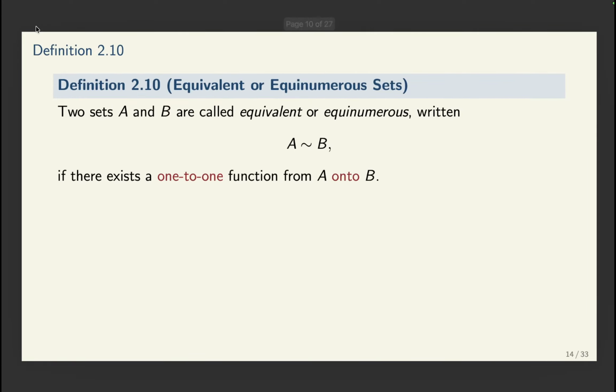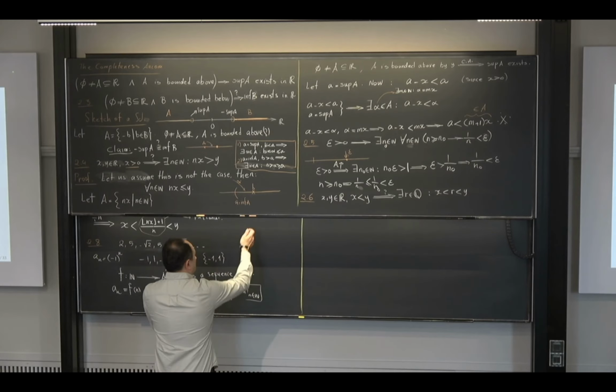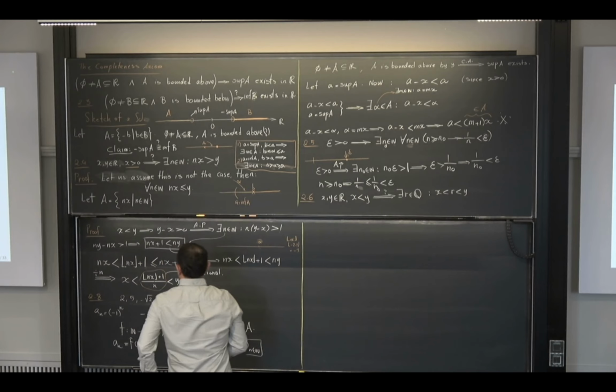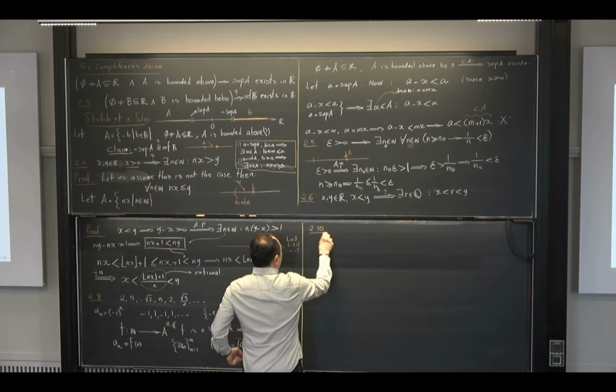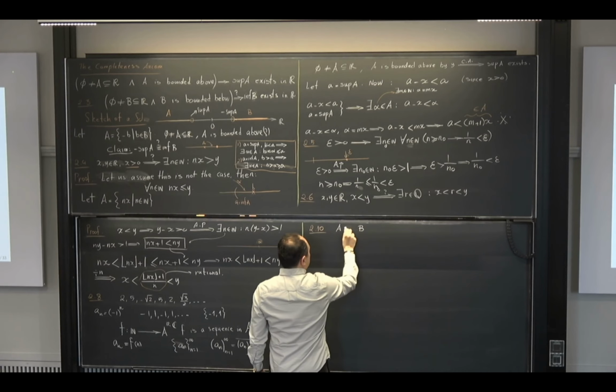Now this is probably the most important definition today, which I'm sure you're already familiar with, and we also learned a little bit about this in abstract algebra. Two sets A and B are called equivalent or equinumerous if there exists a one-to-one function from A onto B. Is that clear? A bijection. So this is definition 210. If I have two sets, I say they are equivalent.